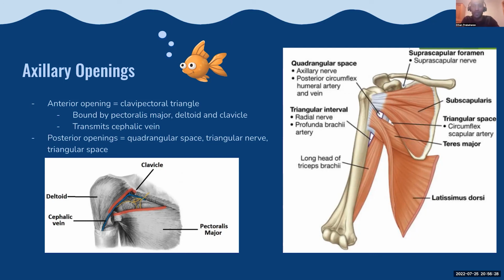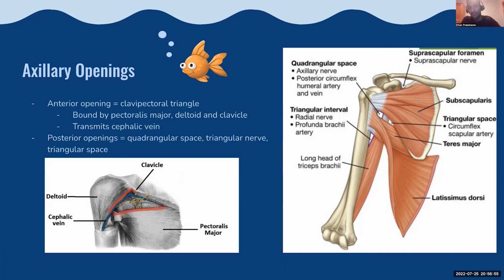If you can visualize it, then that helps, but it's worthwhile looking into the actual boundaries. But more importantly, I think the quadrangular space is the important one. And basically the axillary nerve and posterior circumflex vessels leave the axilla via that space to wrap around the neck of the humerus. And so those are the structures that are at risk of shoulder dislocation.